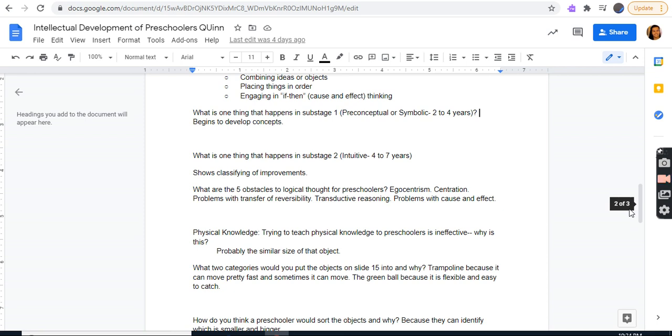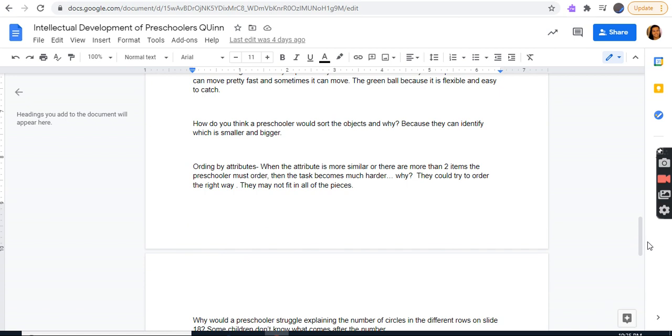What are two categories you could put the objects into on slide 15? The trampoline, because it can move pretty fast. The green ball, because it's flexible and easy to catch. How do you think a preschooler would sort the objects? Because they can identify which is smaller and bigger.